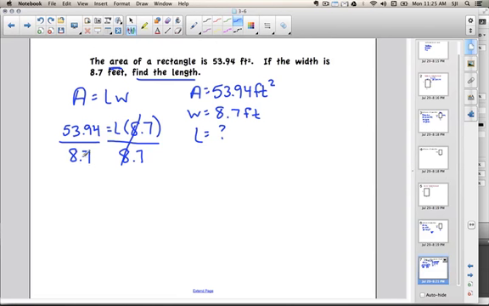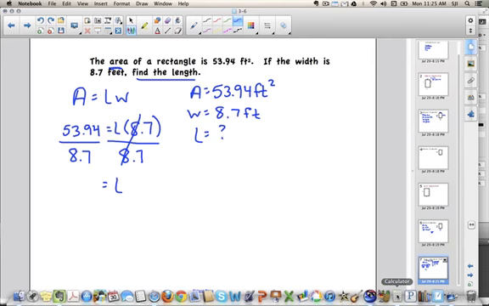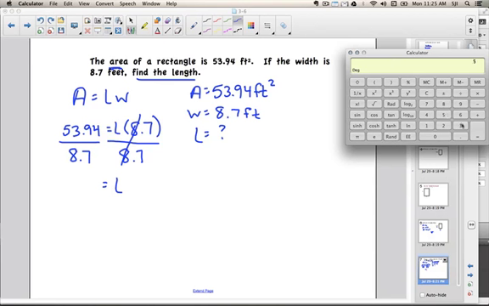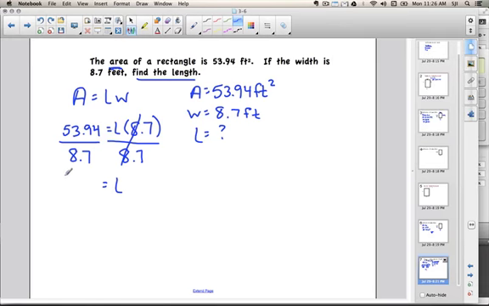And now the 8.7s cancel each other out, so you're just left with the L over on this side of the equal sign. And now I just need to know what is 53.94 divided by 8.7. And we can get out our calculator to do that. 53.94 divided by 8.7 equals 6.2. So that means the length is equal to 6.2. Remember, we have to put a label on it. These are all feet, so 6.2 feet. And now we've solved for the missing length.